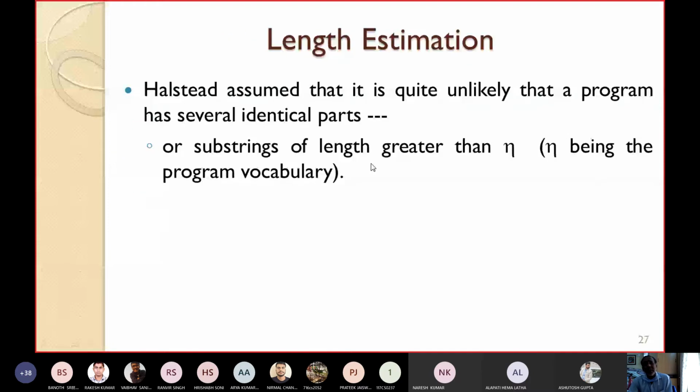Halstead assumed that it is quite unlikely that a program has several identical parts. That means a program normally has few identical parts, and it is quite unlikely that a program has substrings of length greater than eta. You know, eta is the program vocabulary.